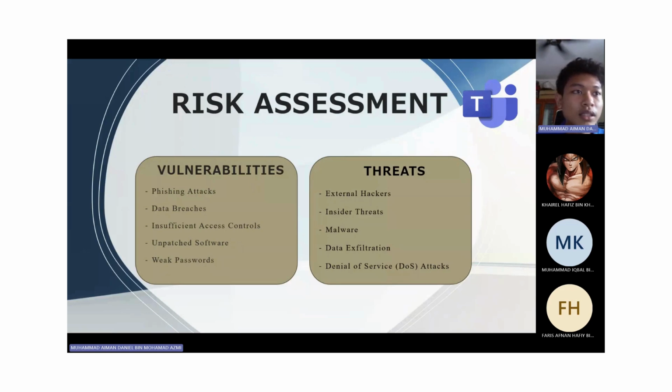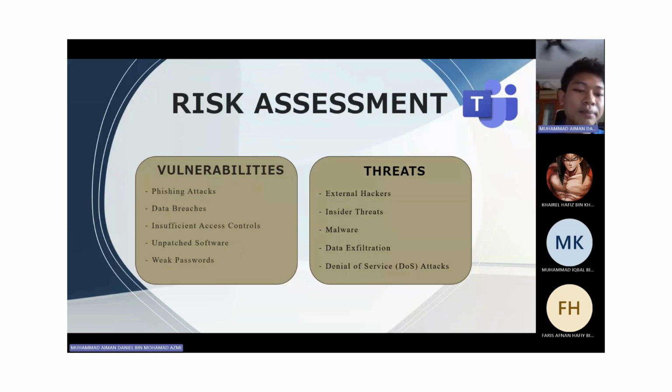And the next one is data breaches. Data breaches are unauthorized access to sensitive information stored on the Office 365 platform due to vulnerabilities or compromised accounts. The impact to your company is that exposure of confidential data can damage the company's reputation and result in legal consequences. And the next one is insufficient access controls. If you have poorly managed user permissions and a lack of proper access control measures, this can allow unauthorized individuals to access sensitive data. The impact to your company is that unauthorized access can lead to data leaks and misuse of company information.